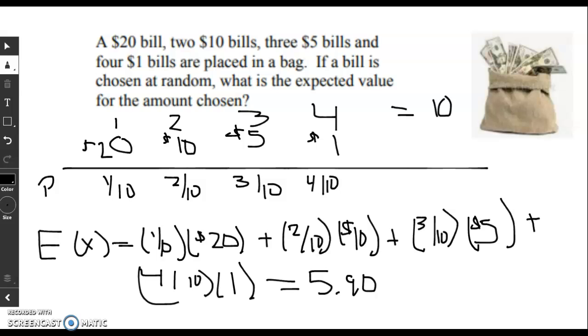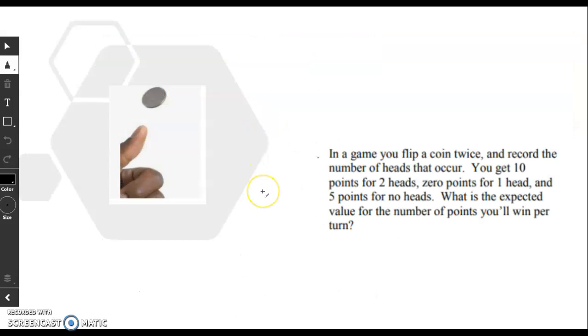All right, let's go to the next one. So now let's talk about flipping a coin. It says in a game, you flip a coin twice. You record the number of heads that occur. You get 10 points for 2 heads, 0 points for 1 head, and 5 points for no heads. What is the expected value for the number of points you'll win per turn?